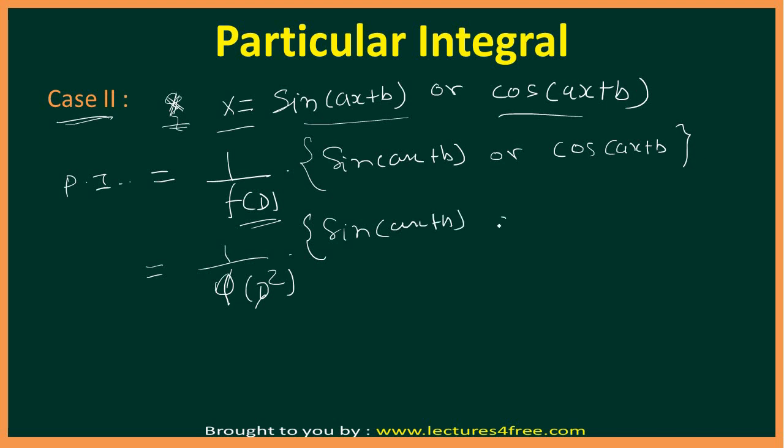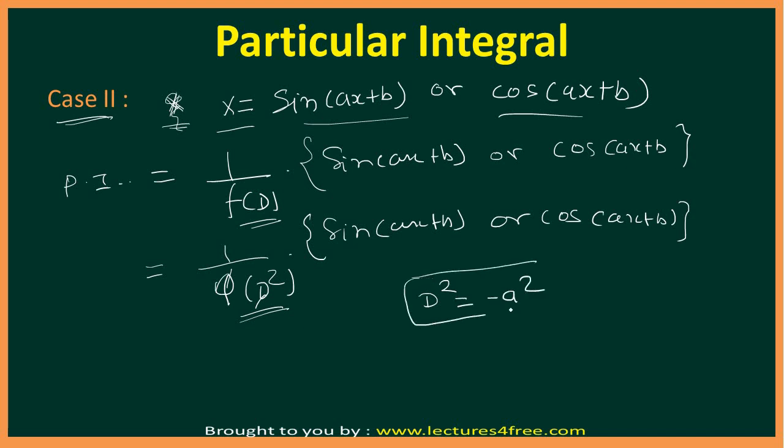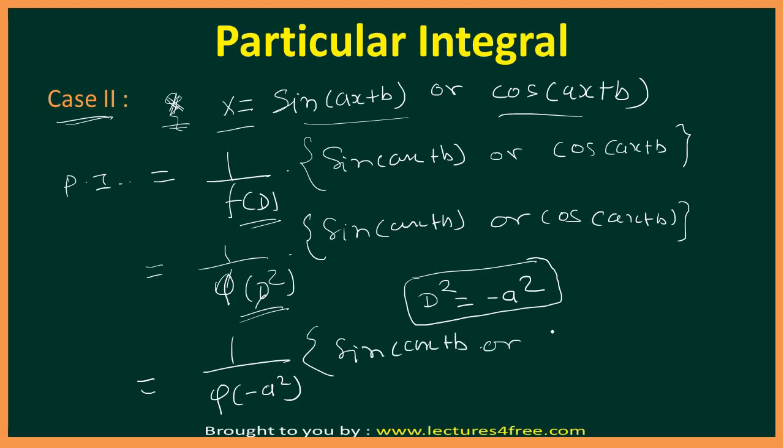For sin(ax+b) or cos(ax+b), wherever the D square term is coming, put D square equal to minus a square. So this equation will be like this: phi of minus a square, with sin(ax+b) or cos(ax+b). Here also we have the same condition.